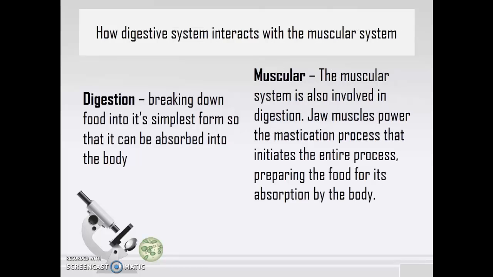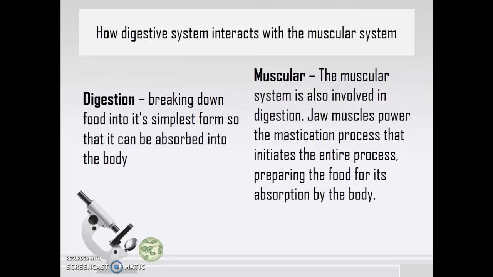Now the next thing we are going to learn is how the digestive system interacts with the muscular system. During digestion, the food is broken down into its simplest form so that it can be absorbed into the body. Now the muscular system is involved in digestion. The jaw muscles power the mastication process that initiates the entire process of preparing the food for its absorption by the body. Before explaining, let me ask you something. I think the digestion of food starts in the mouth, right? So it's the first digestive organ, we can say.